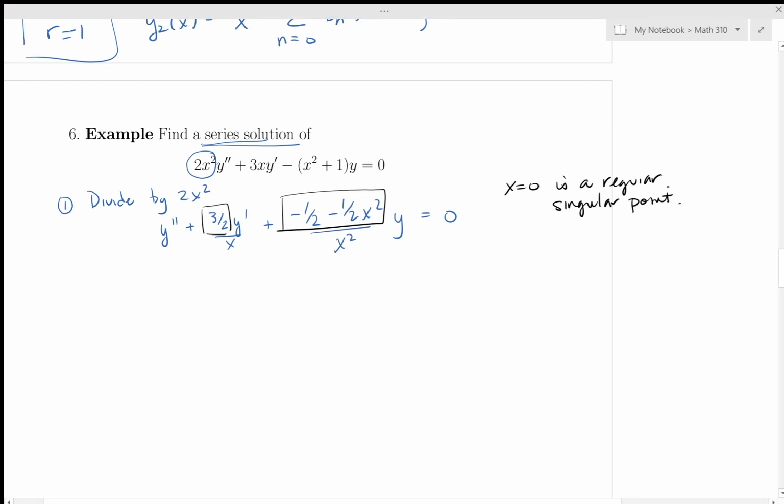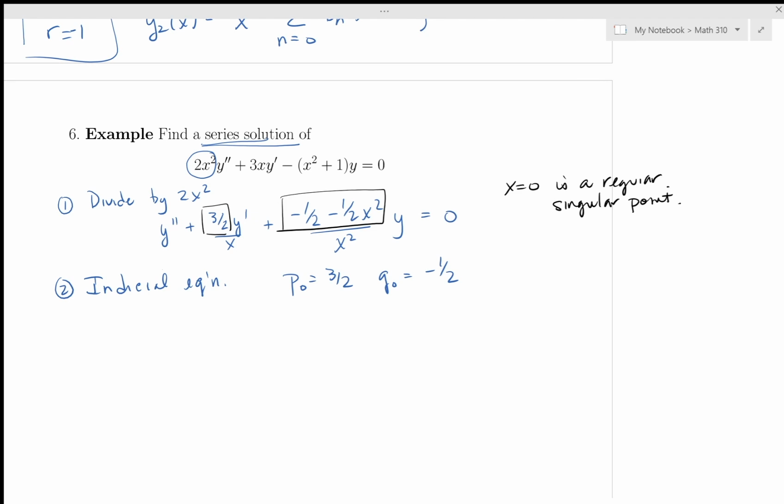Okay, next step, you need to figure out what those values of r are. What am I doing then? I need to identify what Q naught and P naught are, and then write the associated Euler equation. From above, I can see that P naught is 3/2 and that Q naught is -1/2. That is the constant term in the power series of those two numerators.